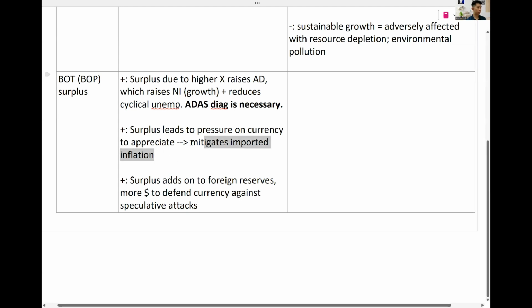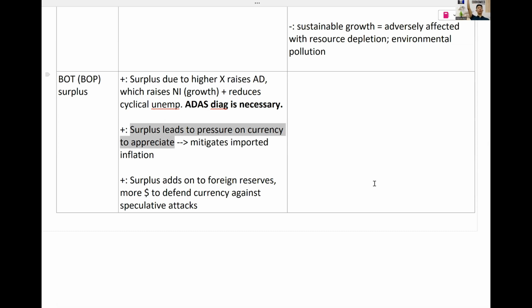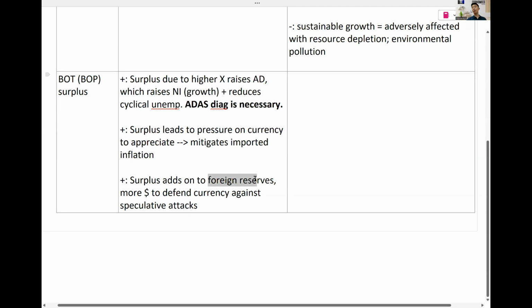Okay. So there's one question on imported inflation. I'll clarify this. Any more? Who is not very clear why a surplus results in appreciation of currency? Anyone? Why a BOP surplus leads to a currency appreciating? Is anyone not clear about that? Okay, I'll go through that. Yes. Okay, no problem. I'll go through that. What about this thing? Foreign reserves. Anyone not clear about that? Foreign reserves. Yeah, no problem.